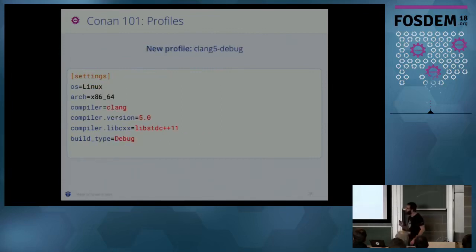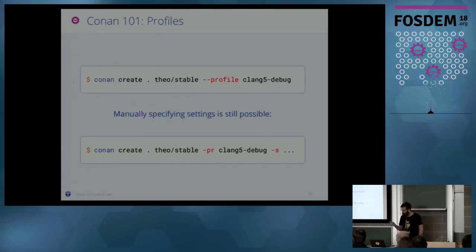So let's refactor our command line, and we'll use simply Clang version 5 with the newest ABI in debug mode. And now we'll simply rerun conan create, now with the --profile option, giving our profile. You can still use the -s option to specify settings to override the default ones, or the ones specified in your profile.